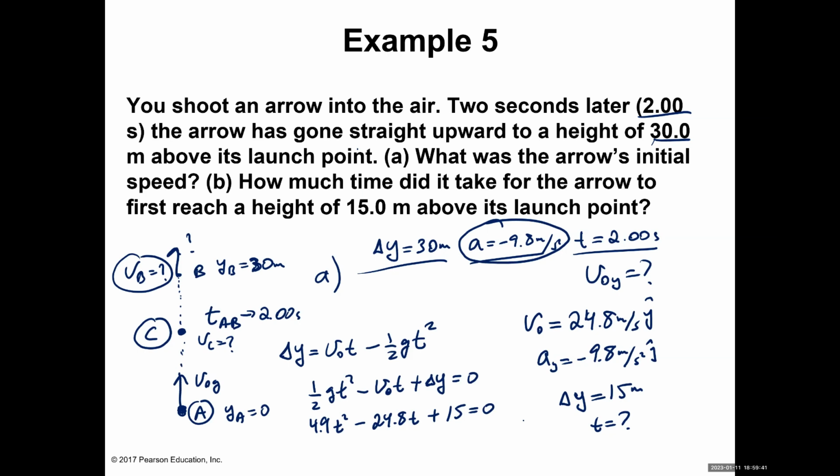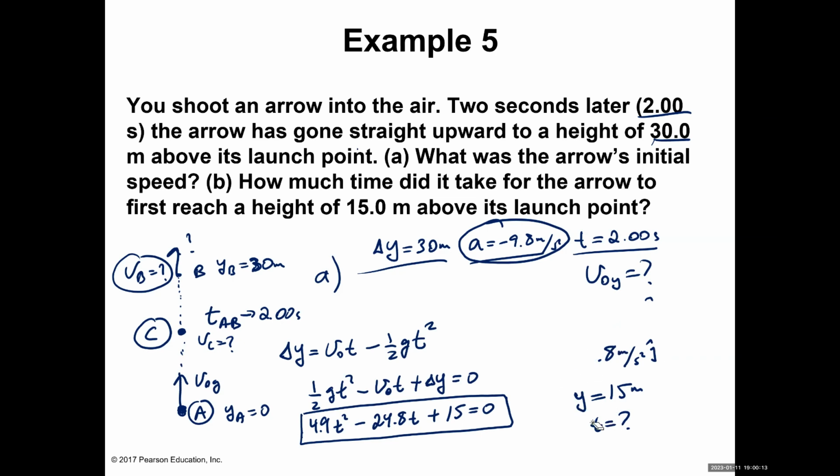What does this equation that I have look like? Quadratic, exactly. I have 4.9 t squared minus 24.8 t. That means I have a term with t squared, a term with t, and then a constant term. That means what you need to do is just plug it into the quadratic equation and solve for time. And as I mentioned, it will give you two different times. The first one gives you the time to reach 15 meters on its way up. The second one will give you on its way down.